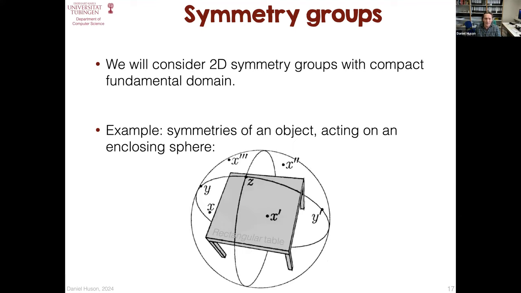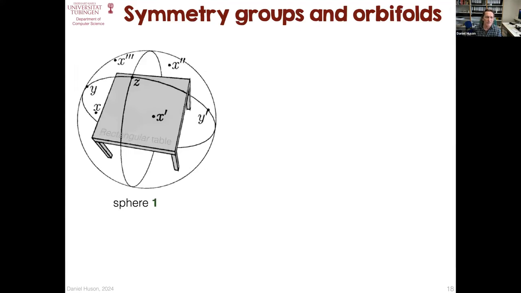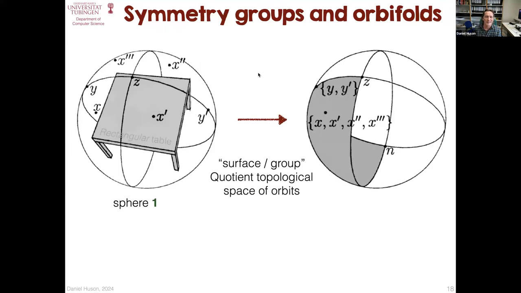So in a rectangular table, if we look at this more carefully, we will see that if we identify points on the sphere with respect to the group symmetries of the table, then we'll have, on the right, one quarter of a sphere where points in the interior of this surface have four pre-images. So this point here, can you see my mouse?